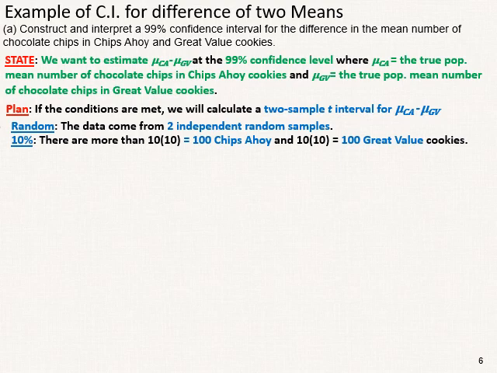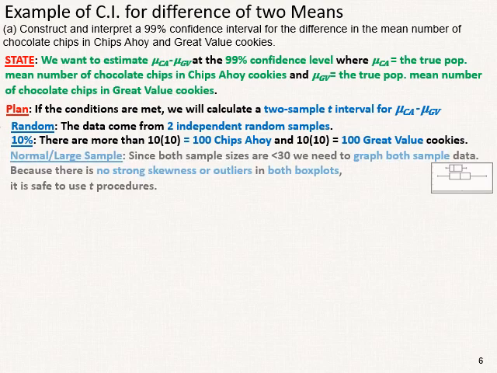And then we sampled less than, we did 10 cookies of each, so that's obviously less than 30. Central limit theorem does not tell us that our sampling distribution of the difference in X bars is approximately normal, so we need to graph each set of data, and so I've done that here in my calculator.